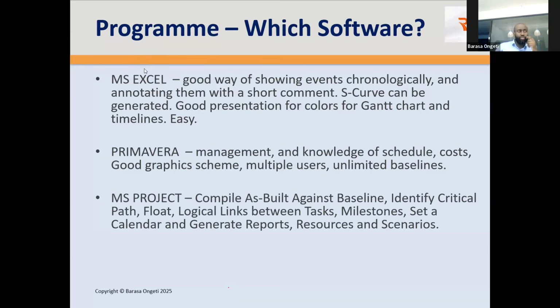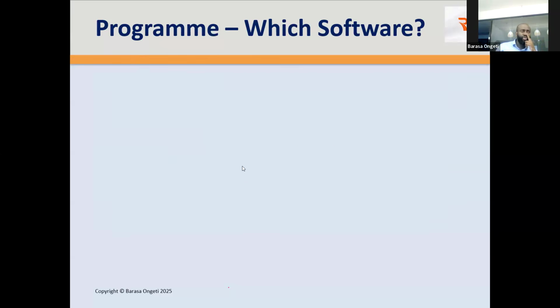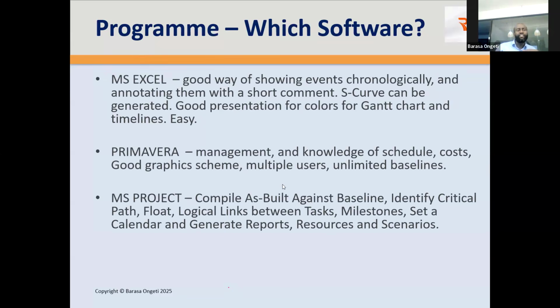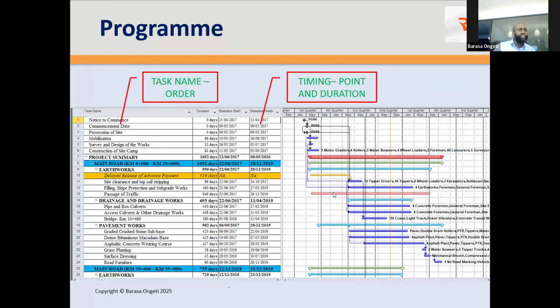And then, of course, MS Project, this one is most popular. It's good because people can compare as built against baseline. You can identify the critical path, float, logical links, and so on. I mean, the critical path is the PM, the project managers here can tell us, but I understand it's the longest path to completion, right? That's how it's defined. So the tasks which lead you the longest to completion, those are called the critical tasks, and they fall on the critical path, ordinarily highlighted in red in the project.